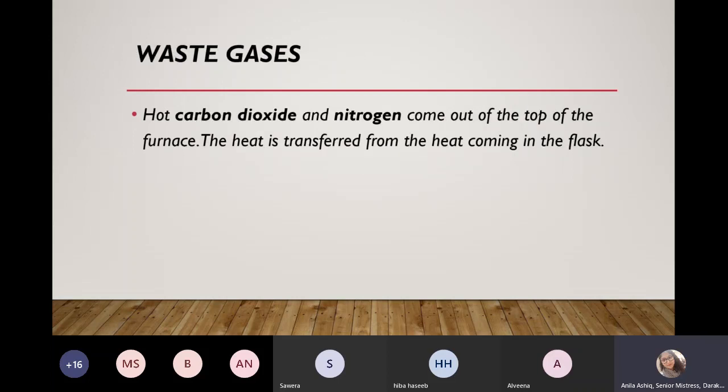Now, another important point is the waste gases. Hot carbon dioxide and nitrogen came out of the top of the furnace. The heat is transferred from the heat coming in the flux. There are two gases, which are the waste gases, because technically we do not have any use of these gases anymore when they get over from the reactions, and those gases are carbon dioxide and nitrogen. So we call them waste gases because they are removed out of the system without any further usage.